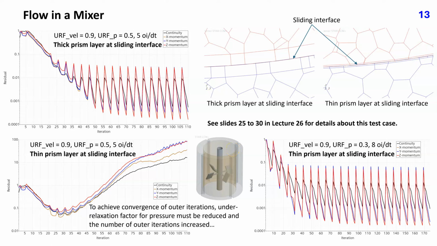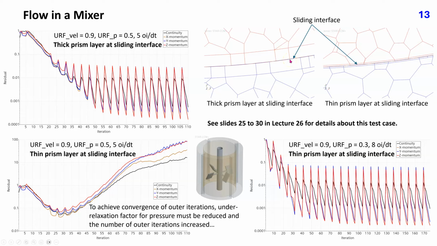Polyhedral grids are used for both regions. These two plots show a small part of the grid in a cross-section through impeller blades. The red grid is from the rotating region and the blue grid is from the fixed region. One layer of prismatic cells is generated on both sides of the sliding interface, but in one grid these prism layers are very thin, while in the other they are much thicker.